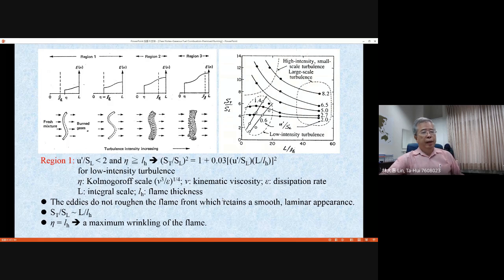Now let's look at the final section for the discussion on premixed combustion. We try to give you some basic understanding about the turbulent premixed flame.